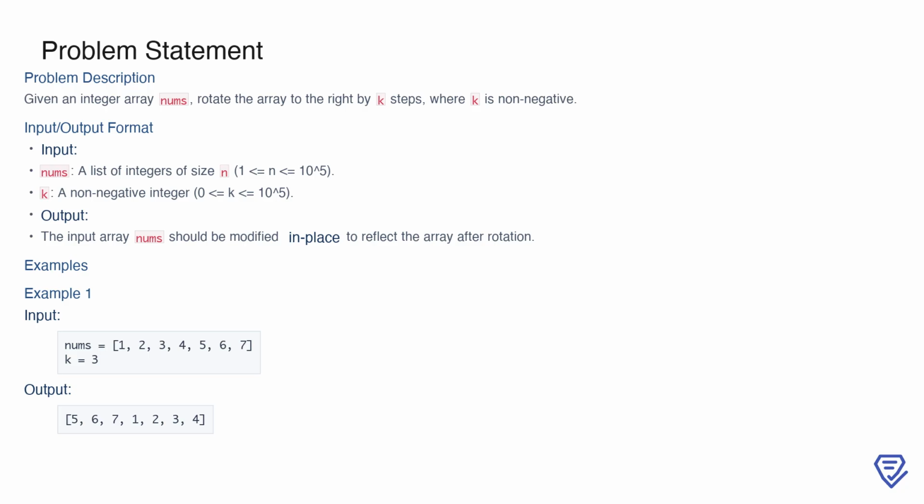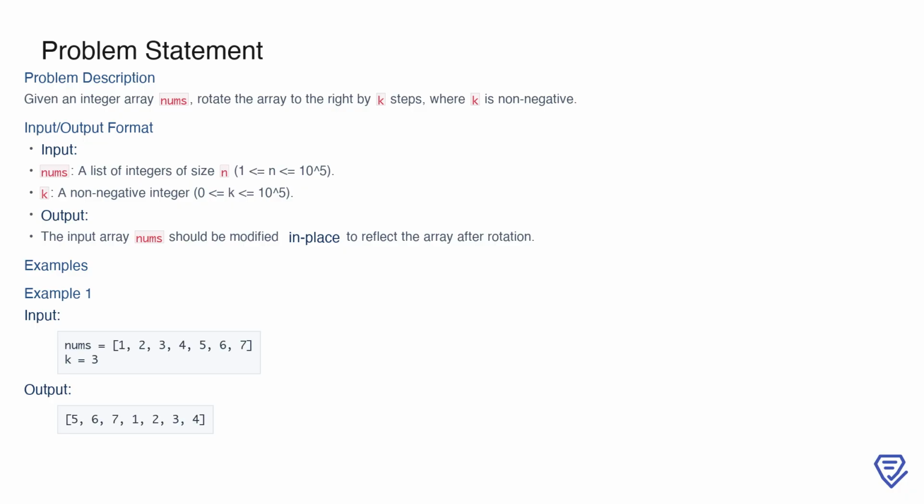Let's get started. In this problem, we are given an integer array called nums and a non-negative integer k. The task is to rotate the array to the right by k steps. Rotating to the right means that each element is shifted one position to the right, and the last element wraps around to the beginning of the array.